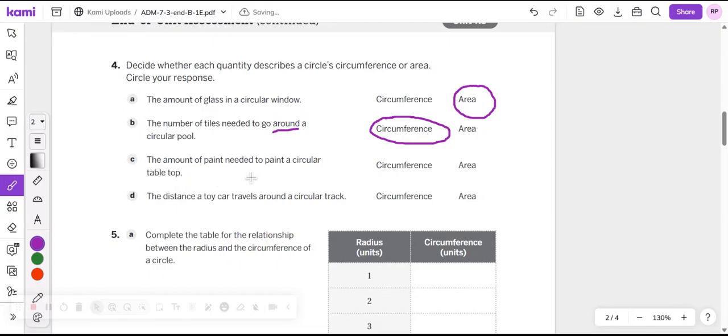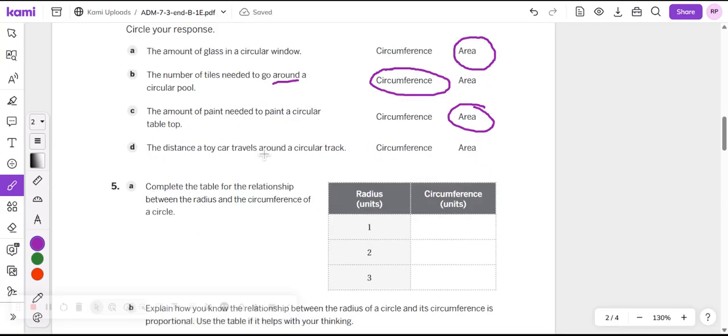C says the amount of paint needed to paint a circular tabletop. We don't just paint around the edge, we paint the entire surface, so that's area. And then the distance a toy car travels around a circular track, that's got to be circumference because it's going around.